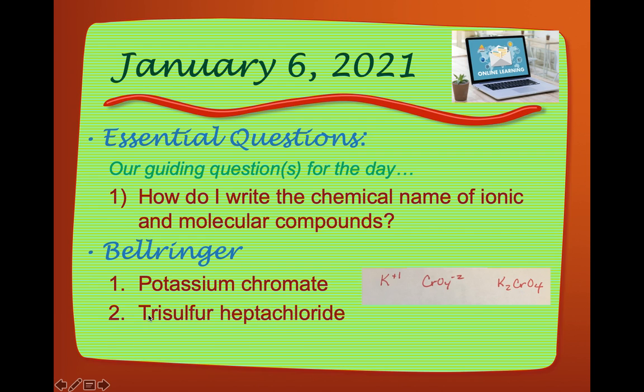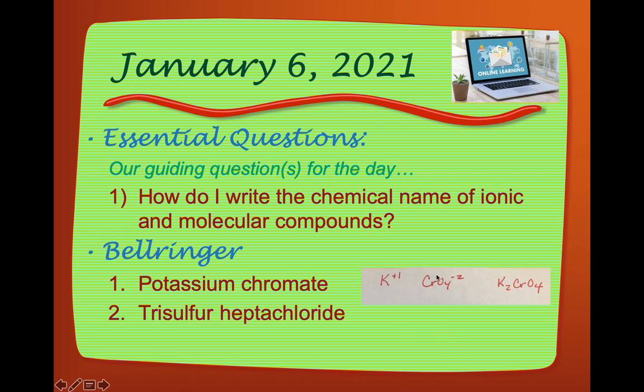All right, how about this one? Trisulfur heptachloride. The element I'm dealing with here is sulfur. I look on the periodic table. Sulfur is on the right side of that stair-step line, so that means it's a nonmetal. This means I am not dealing with ions. This is not an ionic compound. It's a molecular compound, so they're sharing electrons.